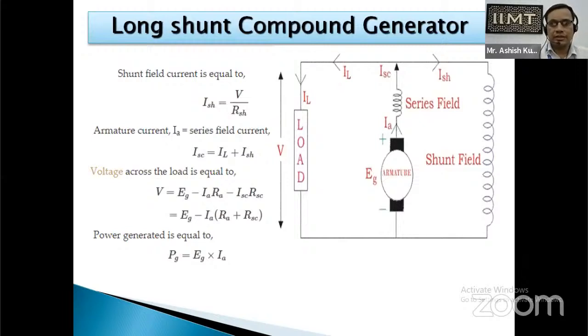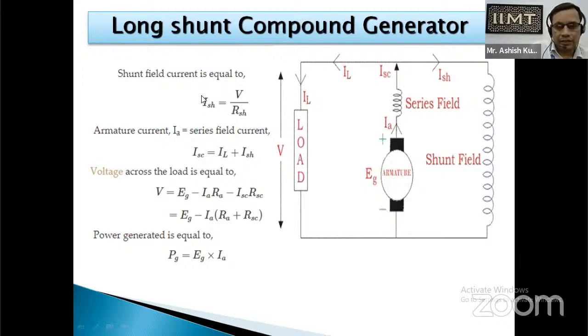Next is the long shunt compound DC generator. Here the shunt field winding is connected in parallel with the series combination of the armature circuit and series field winding. So the generated current goes directly through the series field winding. After the series field winding, it splits into two parts. One part of the current goes towards the shunt field winding to excite it, while the other part goes towards the load to deliver electrical energy.